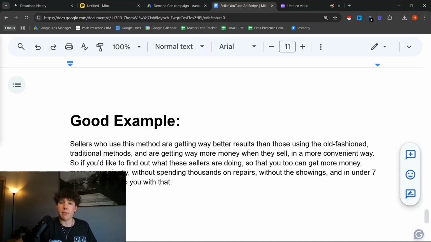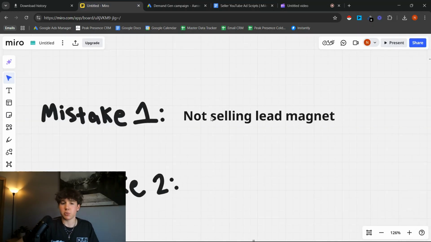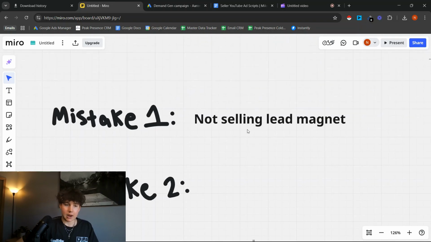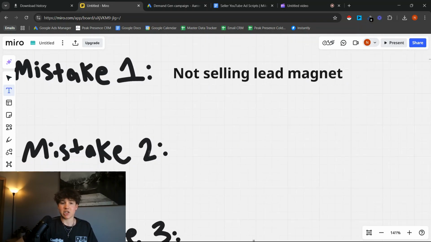Position your lead magnet like it's the dream scenario that they've been looking for, and position it as unique. So without using the old-fashioned traditional methods, and also showing, hey, it's not only going to get you all these dream outcomes, but it's also unique. It's not like the other stuff out there. And that's pretty much the formula for a killer ad. Unique and also valuable to them. That's really all you need. So that's the first mistake, not selling the lead magnet. Now, mistake number 2 is not split testing.